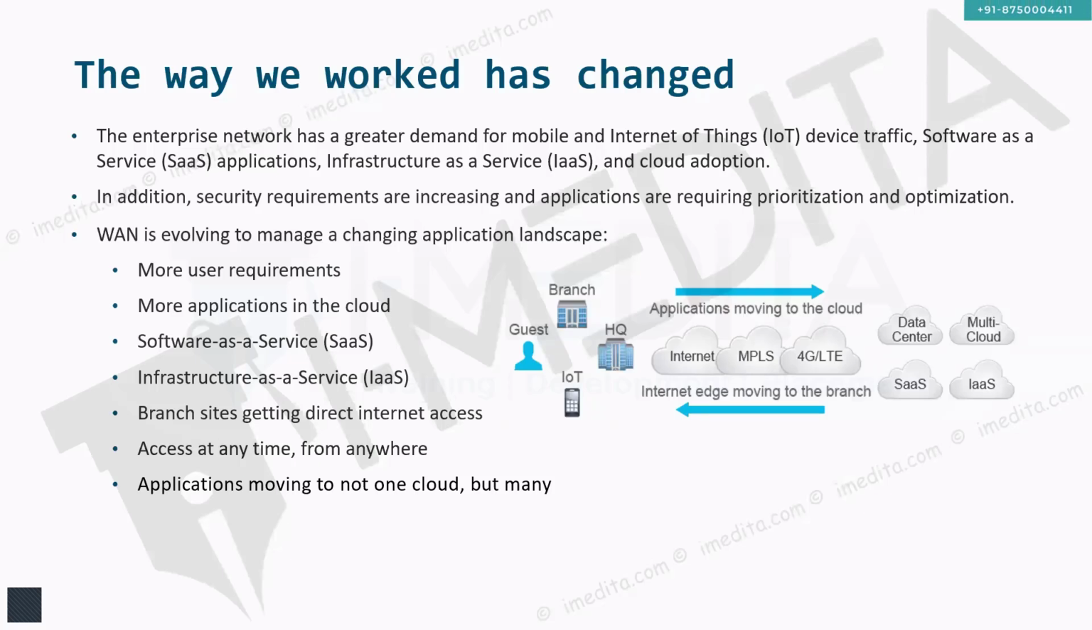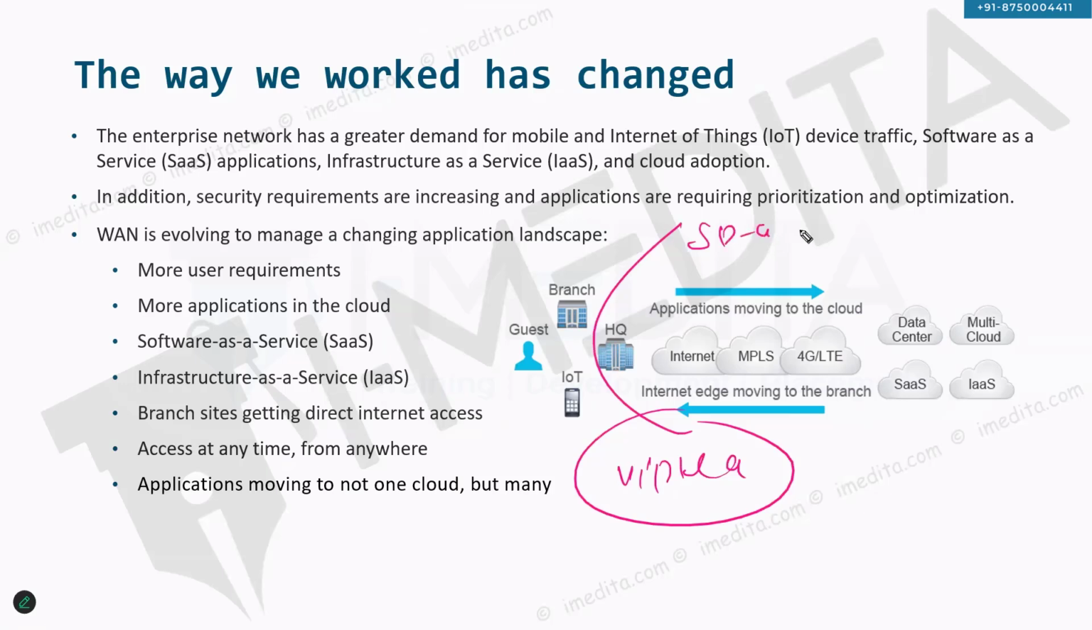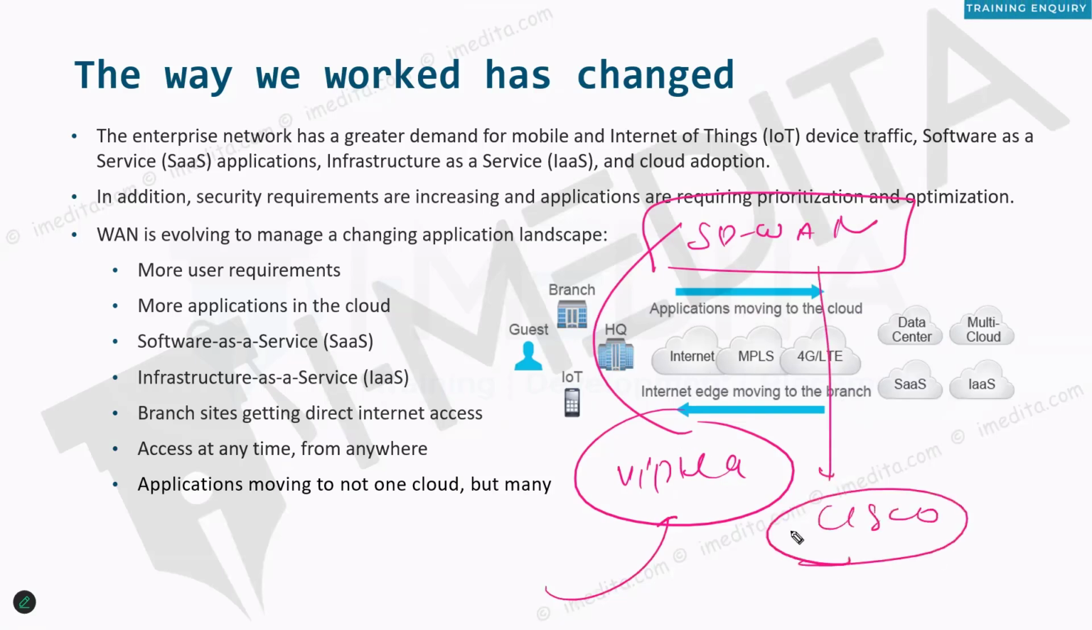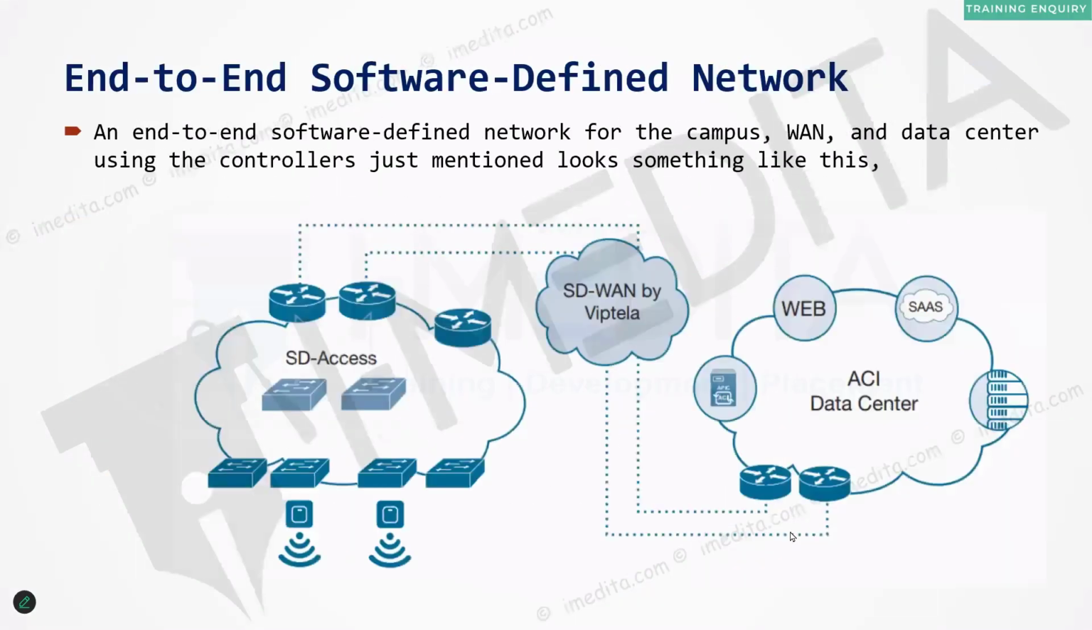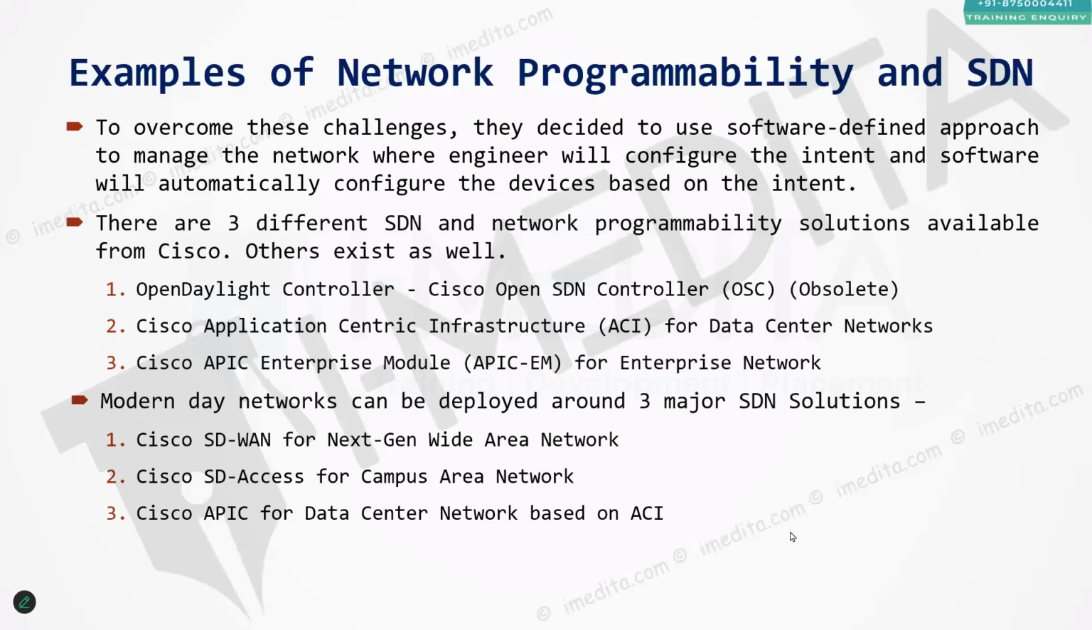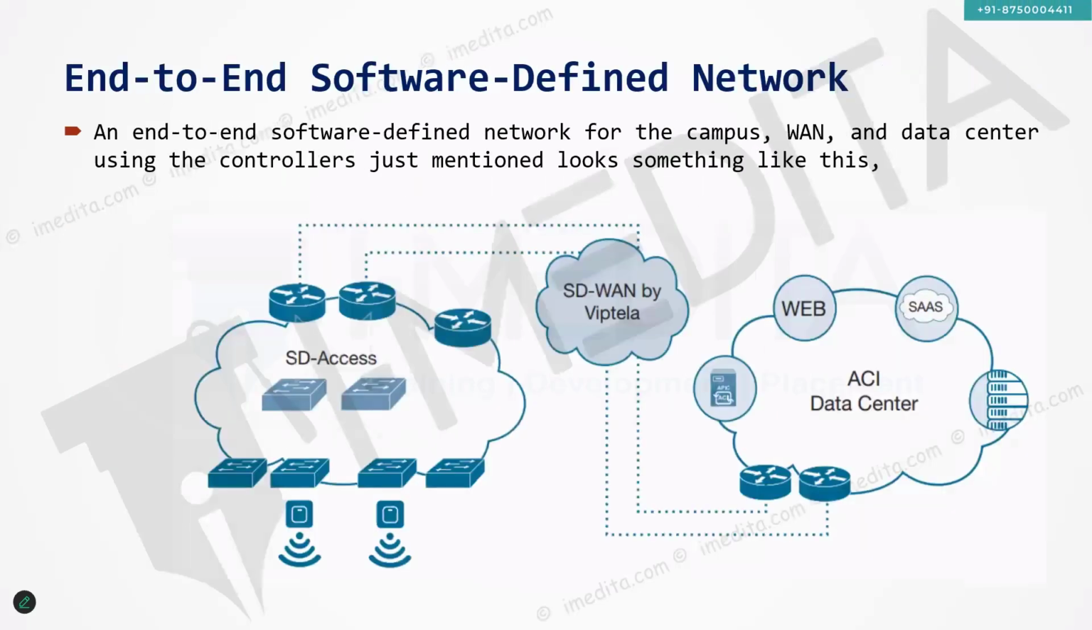Then they acquired Viptela. Viptela was a company creating a software-defined WAN solution. So Cisco acquired Viptela, and their SD-WAN offering became the Cisco SD-WAN offering. So Cisco SD-WAN Viptela came in the market. These are the things that we get when it comes to a full-fledged SDN solution. These are the three offerings from Cisco.